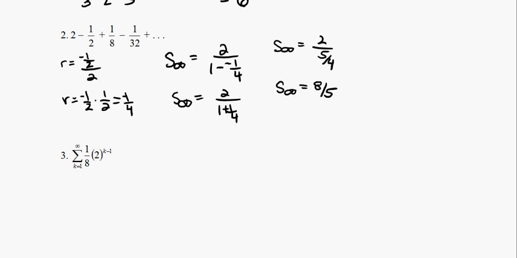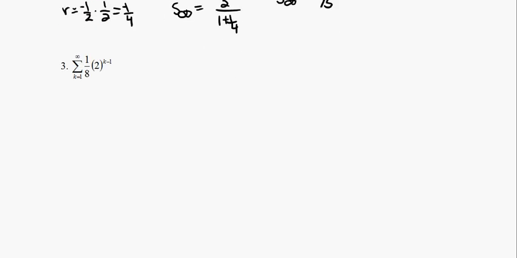Number 3. First off, we know we're finding a sum because sigma denotes sum. We know it's infinite because obviously the number of terms is infinite. The question is, is it geometric, and if so, what is the first term and the common ratio? So let's calculate a couple of the values here. When k is equal to 1, we get 1/8 times 2 to the first, which is equal to 1/4.